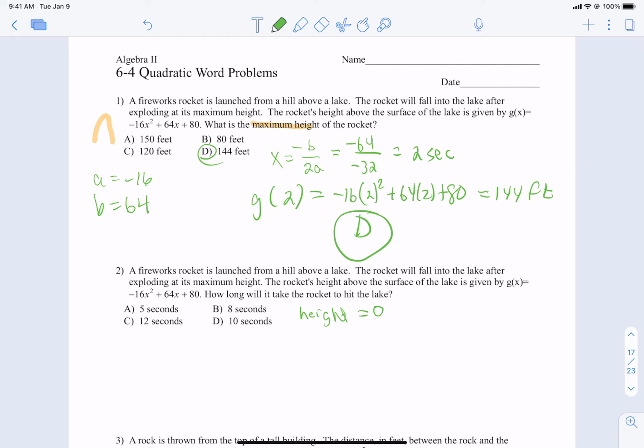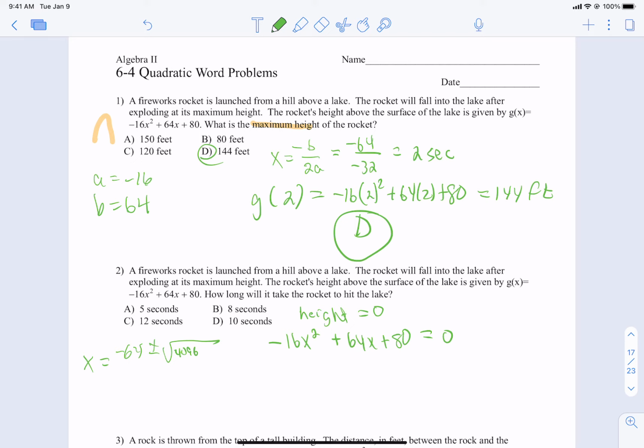back to 0. So what we're looking for is where is negative 16x squared plus 64x plus 80 equal to 0. Well, that's a quadratic equation that can be solved by factoring or by the quadratic formula. I say let's just jump into the quadratic formula. So remember the quadratic formula. It is the opposite of b plus or minus the square root of b squared. Now I'm just going to square b, save a little room here. That's 4096.